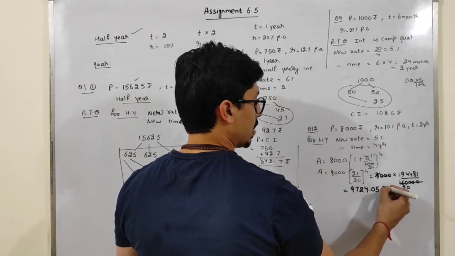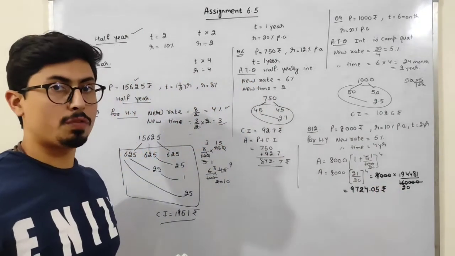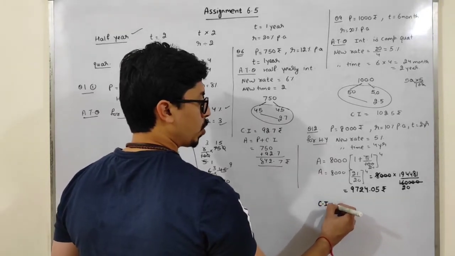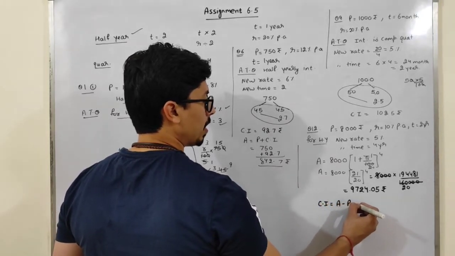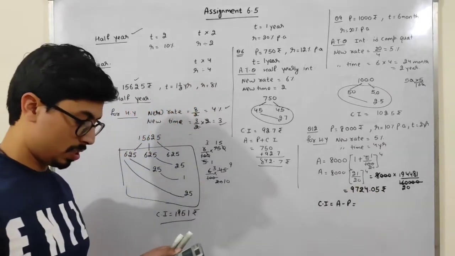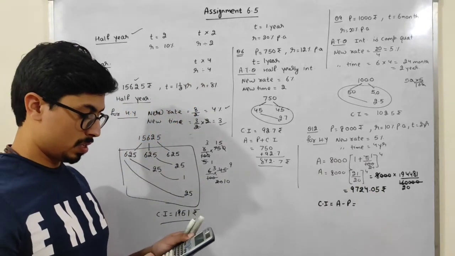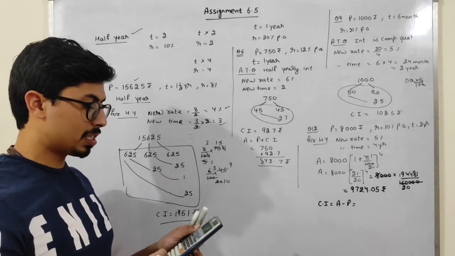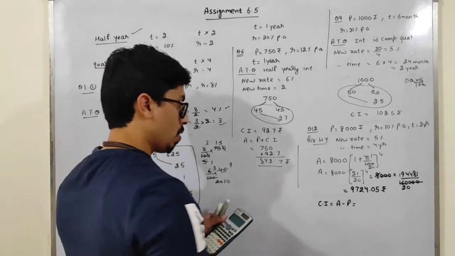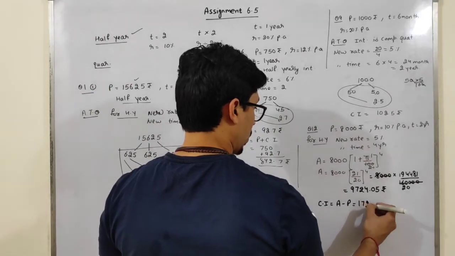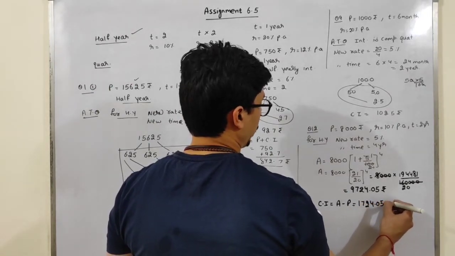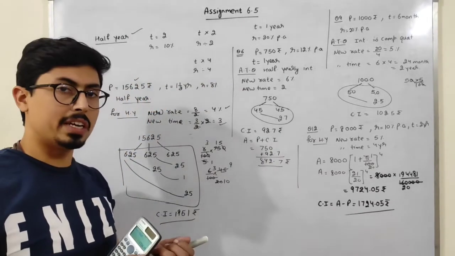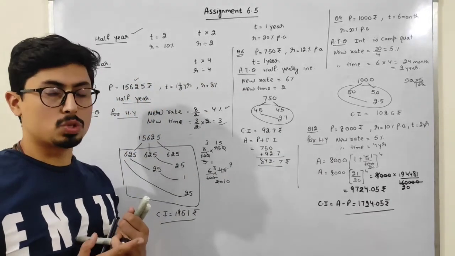9724.05 rupees. This is the amount, students, but we have to find the compound interest. So compound interest will be total amount minus principal. So this minus principal, that is 8,000. If I just subtract, the answer will be 1724.05 rupees. Okay. So students, if the time is beyond 3 years, always apply the formula to solve the questions.